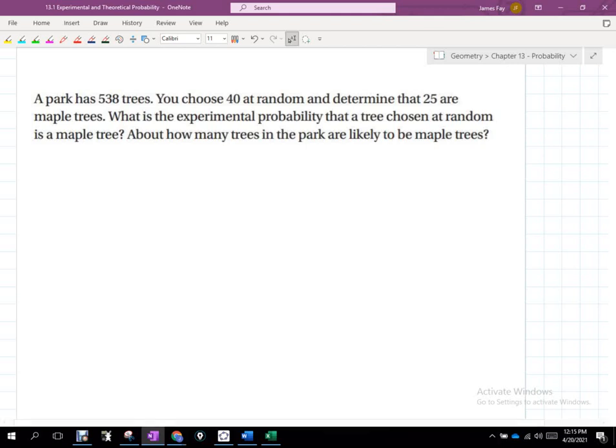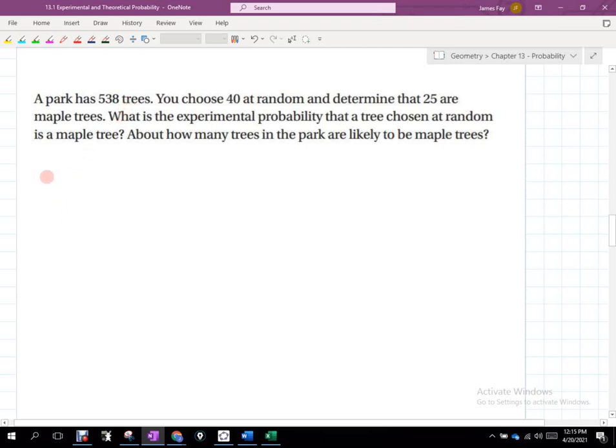This question here says a park has 538 trees. You choose 40 at random and determine that 25 are maple trees. What is the experimental probability that a tree chosen at random is a maple tree? All right, so we don't want to go through and classify. We know that this woods or park has 538 trees, but I don't want to go in and count every single one of them.